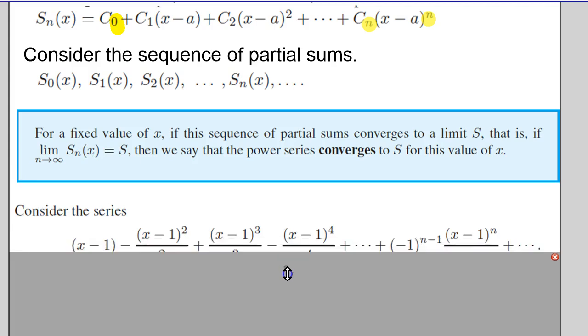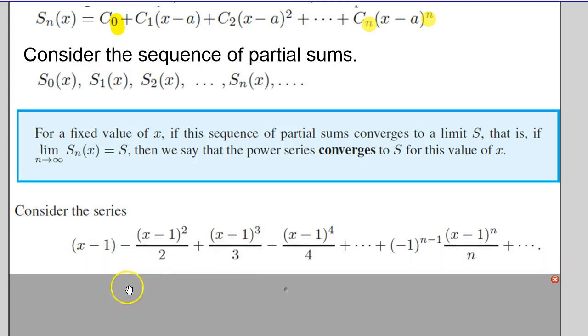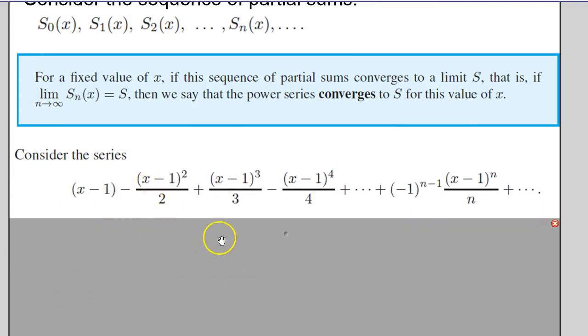So let's consider an example. So let's consider this series. Now, if I want to come up with an expression, I can see here that I know it's a power series because it's a power of x minus some a. So it's a power series about x equals a, x equals 1.